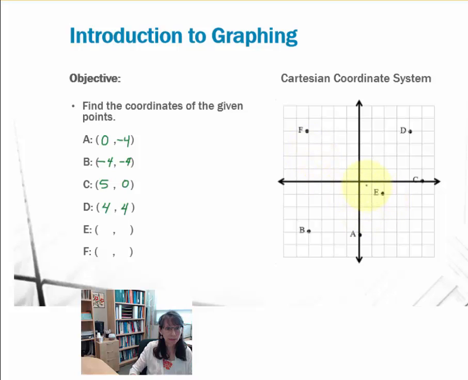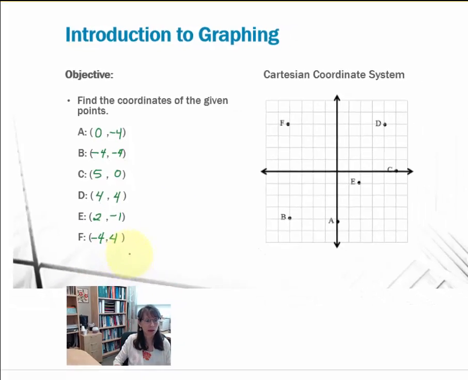Point E, I'm going 2 units to the right, 1 unit down. So 2 units for X, down 1 for Y. And finally, our last point, looks like we need to go left. So 1, 2, 3, 4 units left, 1, 2, 3, 4 units up. So -4 for the X value, +4 for the Y value.